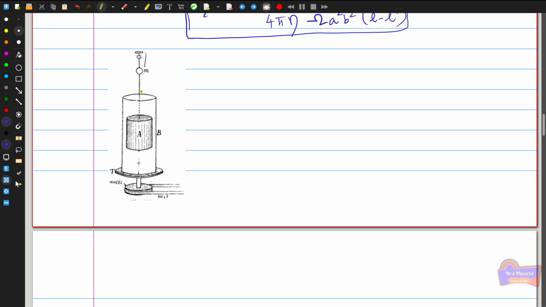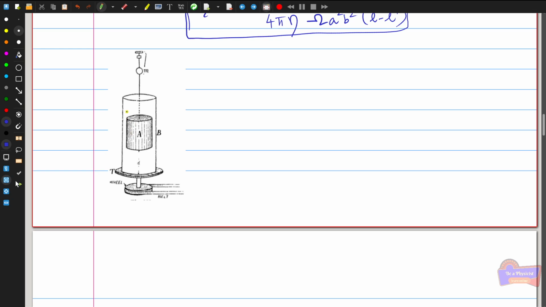The value of C, that means the torsional couple per unit twist of the suspension wire, is determined by first setting the inner cylinder alone into torsional vibrations. You do this experiment first with the inner cylinder alone, and after completing it you can calculate the value of theta and the rotational quantities.